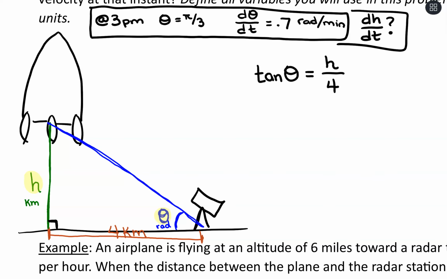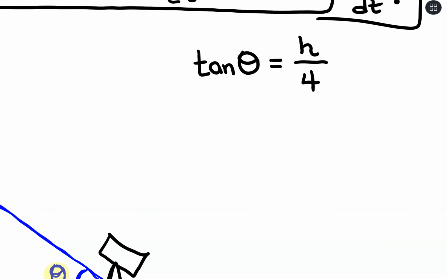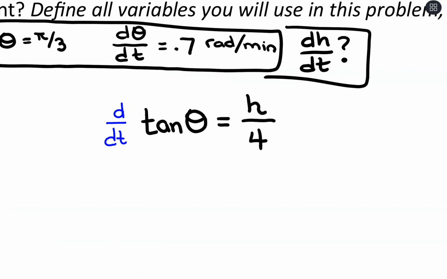Okay, so that sets up the relation equation. Now what I'm going to do is take the derivative with respect to time, again, because I'm looking for dH dt. So I know I want to take that derivative with respect to time, because eventually I want to be solving for dH dt.